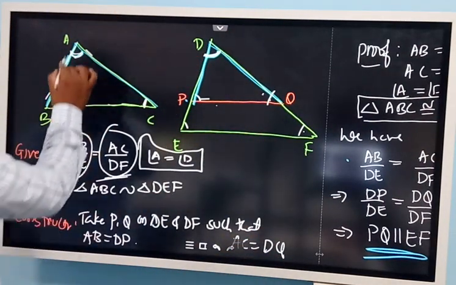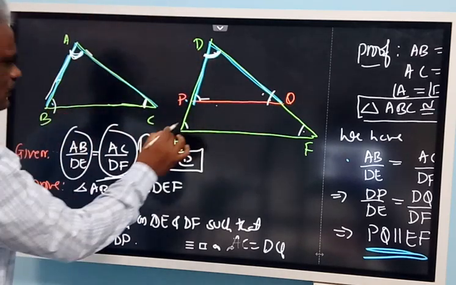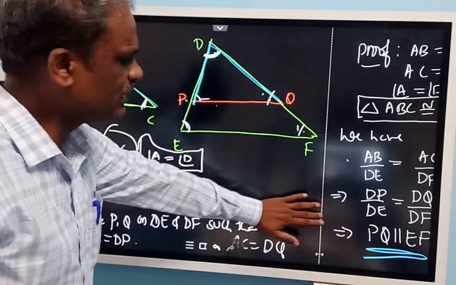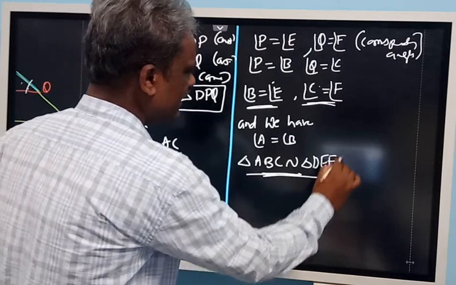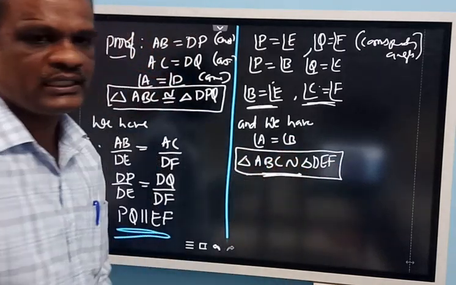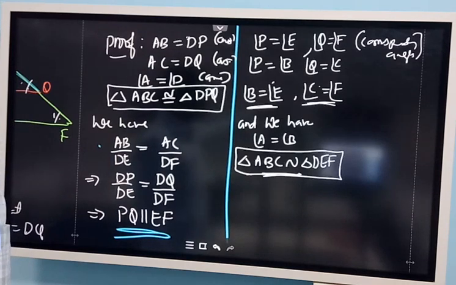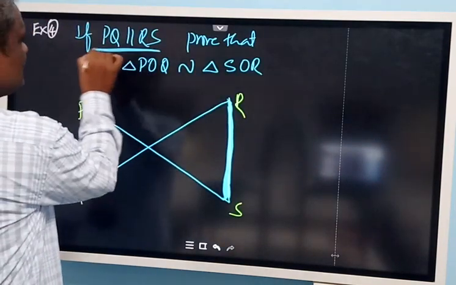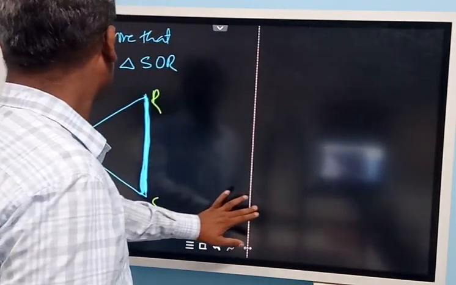So look at this, we have A is equal to D. And we proved that B is equal to E, C is equal to F, then all the three angles of one triangle are equal to another triangle. So therefore by AAA similarity triangles are similar. We proved that ABC is similar to DEF. So this is the proof of this theorem. See now, important thing that is given PQ parallel to RS. So therefore we can write.